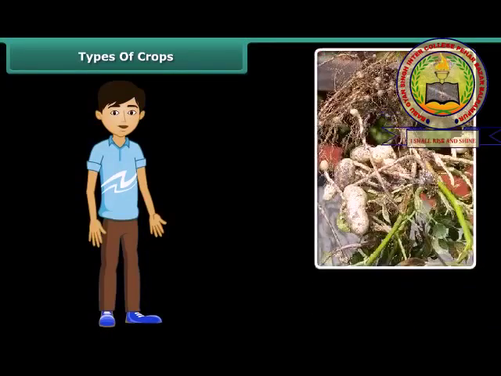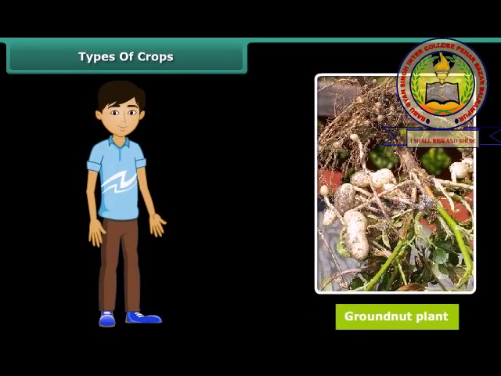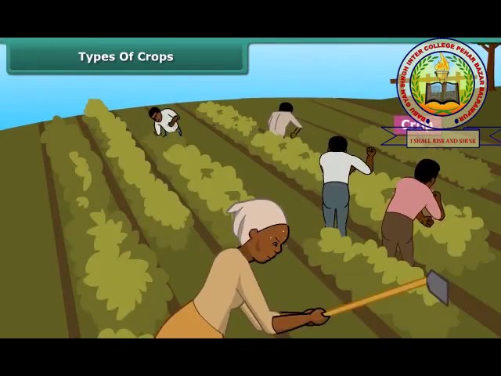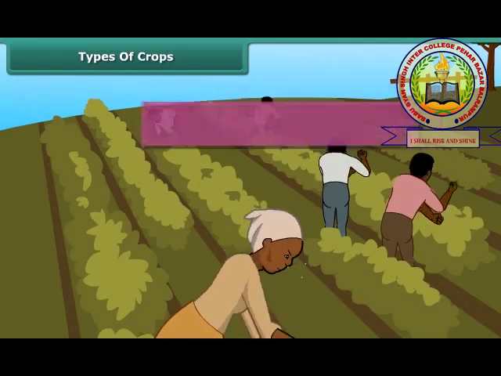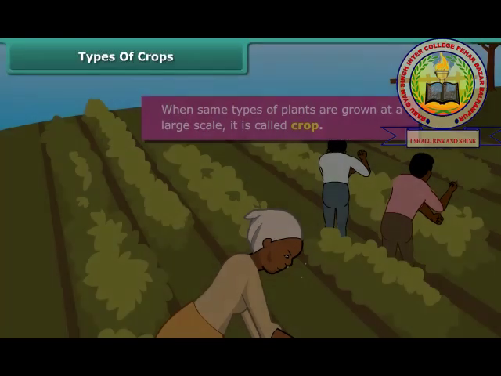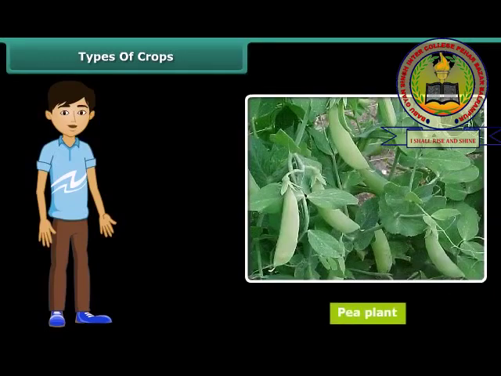Friends, have you ever looked at a groundnut plant? Can we call it a crop? No, we cannot. Do you know that when the same type of plants are grown on a large scale, then it is called a crop? If you wish to grow a pea plant in the hot season, you can't do it. Do you know the reason behind it?